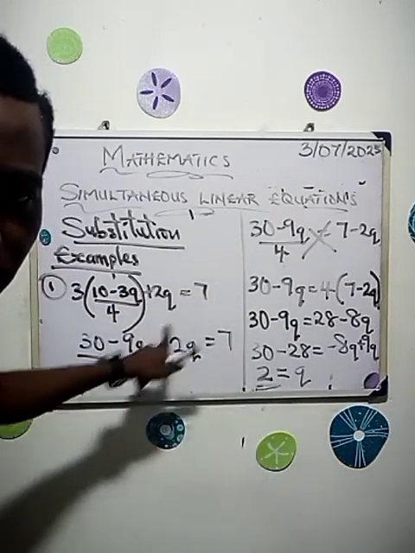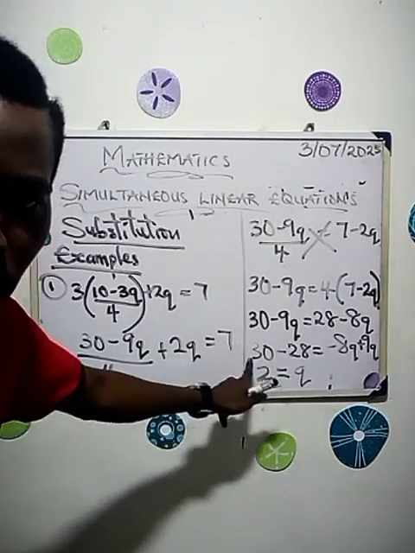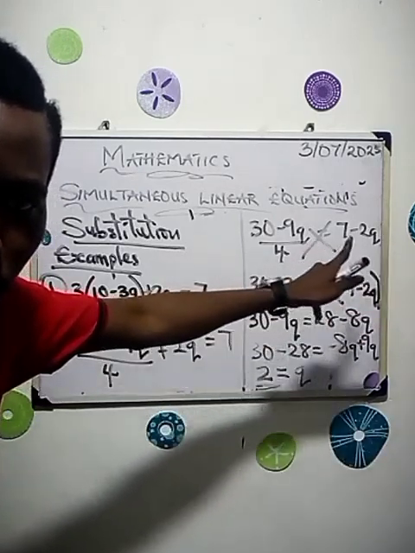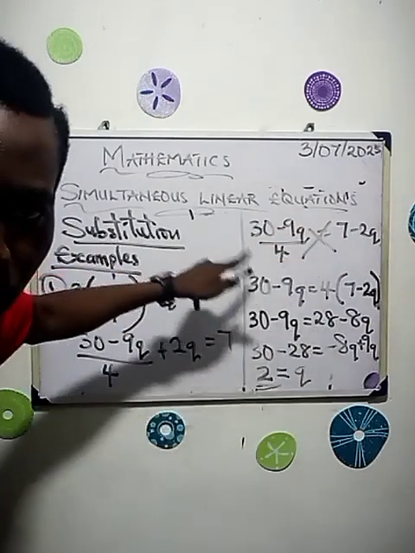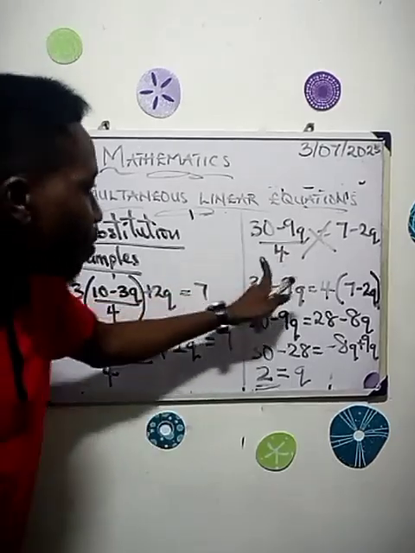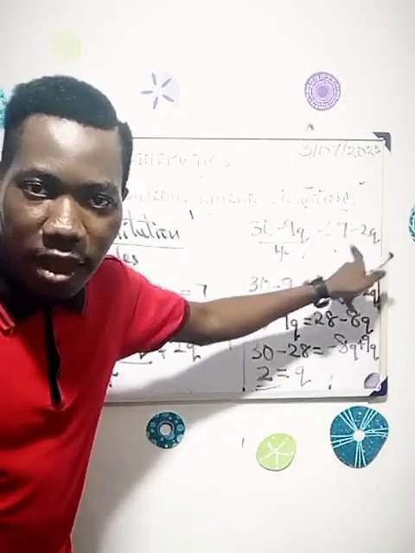Then what's the next thing? Take 2q over here, then subtract 2q, becomes minus 2q. So 7 minus 2q, that's what we have. And then we cross multiply. So this multiplies this, and this multiplies this. This is like over 1.